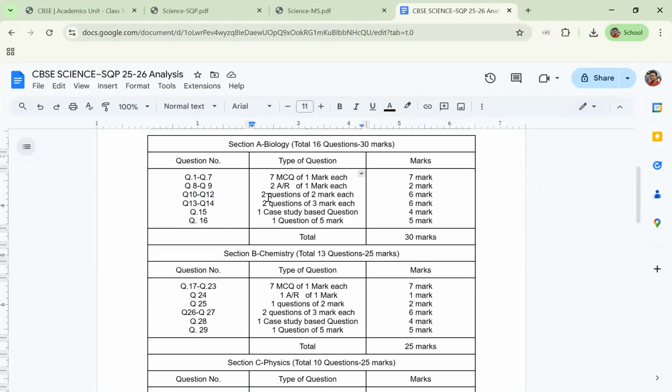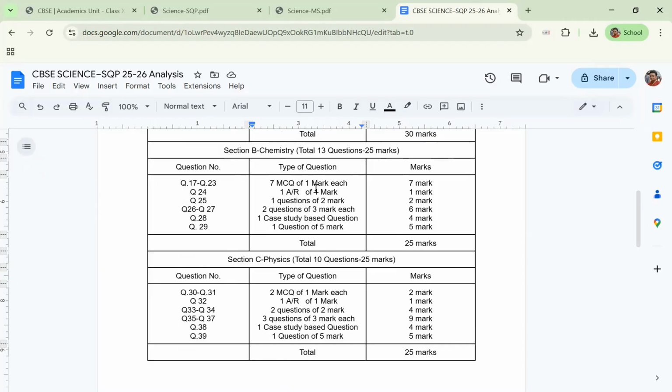Question number 10 to 12, when we look at it, is 2 questions. Oh, I'm so sorry. These are a total of 3 questions of 2 marks each, which comes out to be 6 marks. When we look at question number 13 onwards, 13 and 14, these are two questions of 3 marks each, 6 marks again. Question 15 is one case study based question of 4 marks, and question 16 is one question of 5 marks. So the total number of questions comes out to be 16, and total marks for bio comes out to be 30 marks.